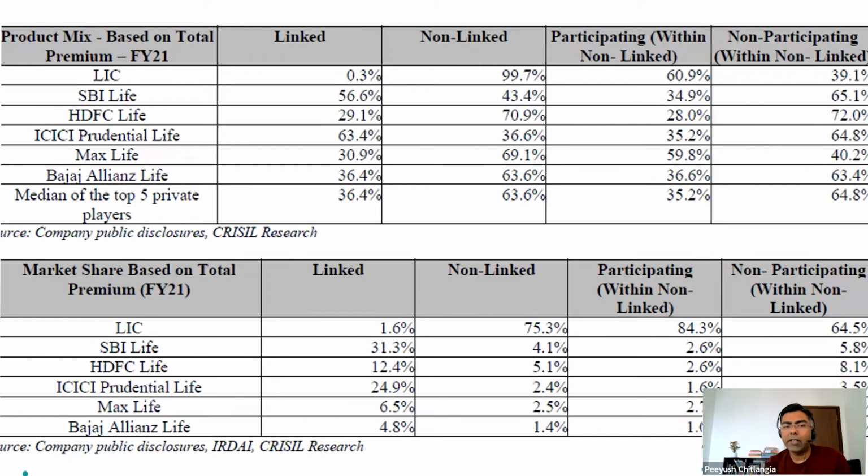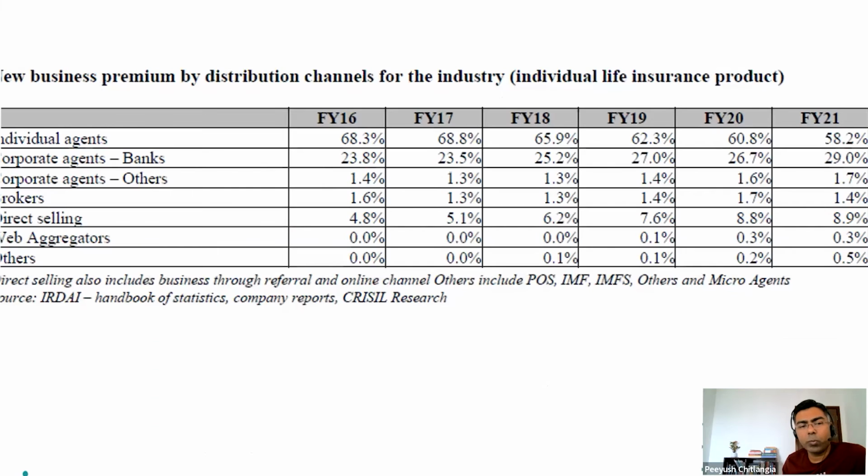And in the non-linked space, between participating, non-participating, and term, term is again a very small component. They don't sell too many term plans. They don't sell ULIPs, or very little amount of linked plans are sold. So it's difficult for them to pivot so easily from the model they have had. Technically, their bread and butter for the last so many decades has been these insurance agents, and vice versa as well, in terms of the insurance agents also doing well because of LIC.